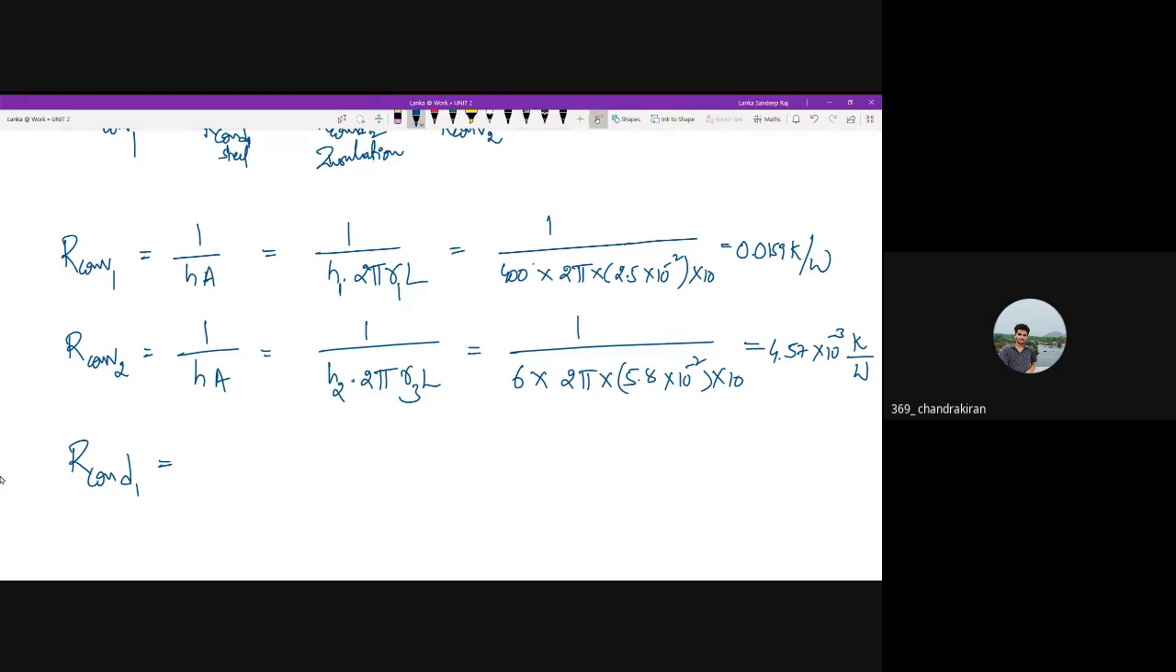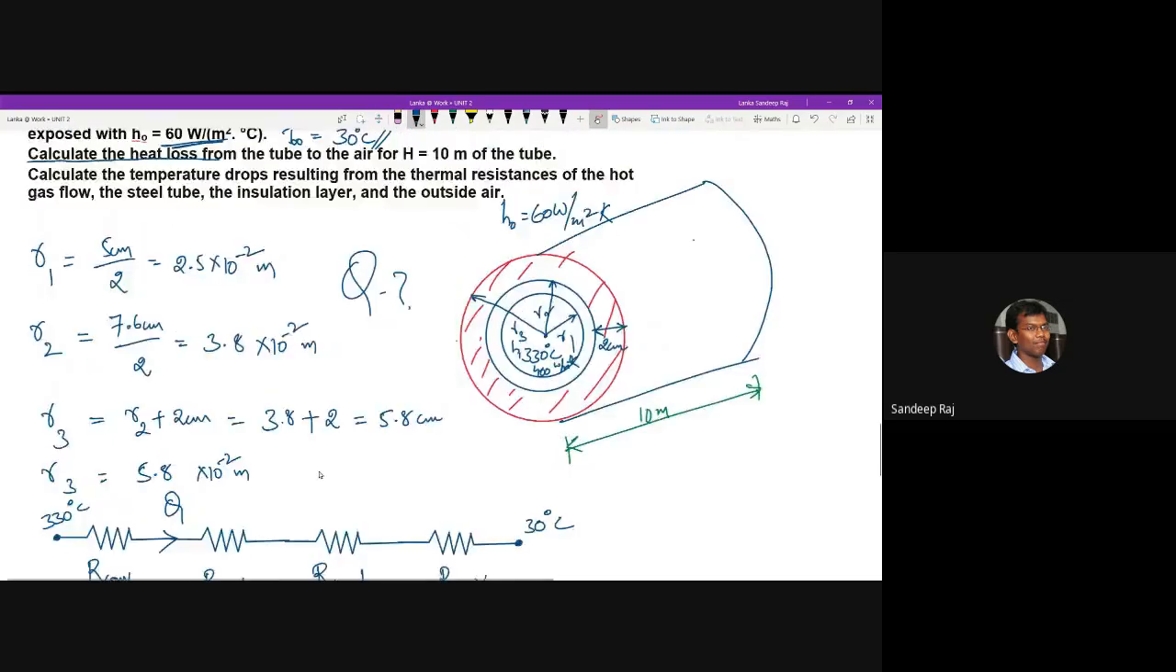Sir, yeah. Can you tell me what is the formula for R conduction 1? L by Ka. Yeah, that's the thing. L by Ka is not the formula here. L by Ka is wrong. L by Ka is for a slab. You should not consider L by Ka here.